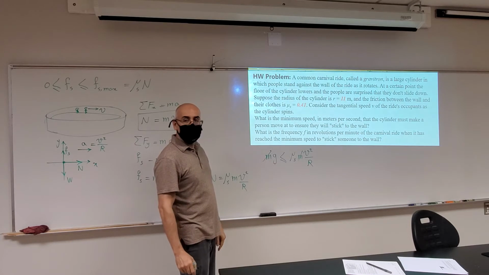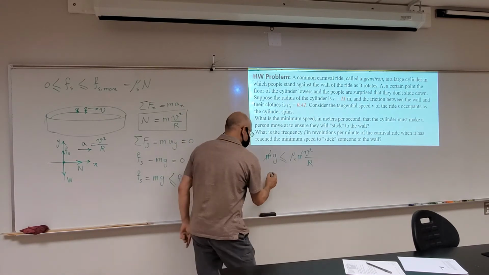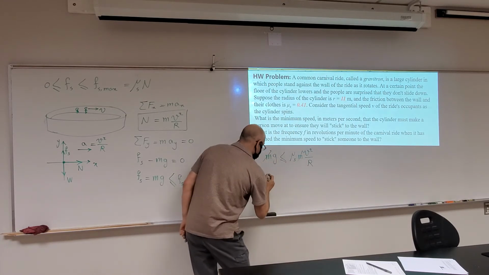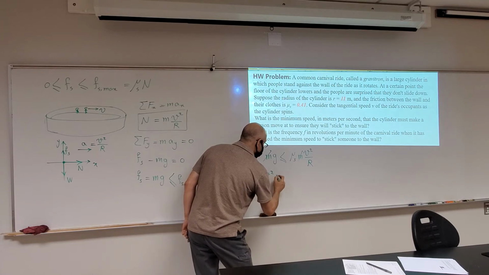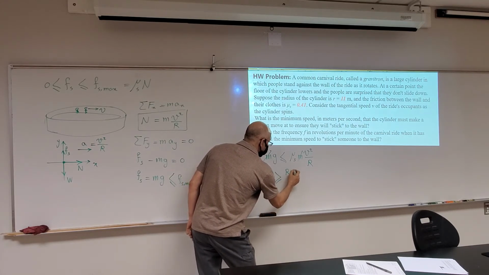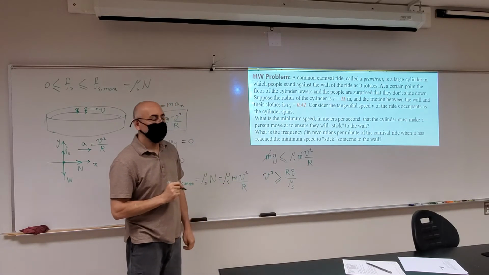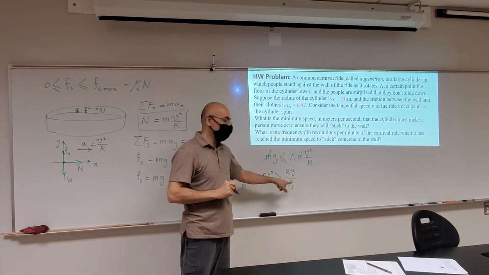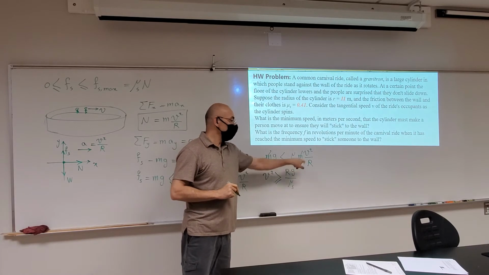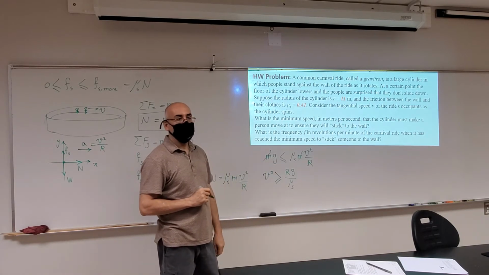What are we looking for? Mu s. No, mu s is given, sorry. We're looking for v. v squared should be greater than or equal to rg over mu s. Right? From this inequality, we multiply by r, divide by mu s. We get v squared greater than or equal to rg over mu s.